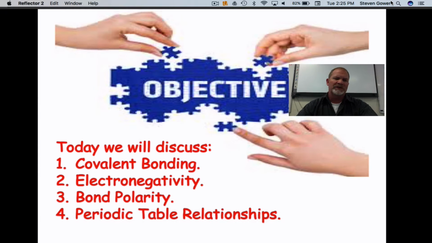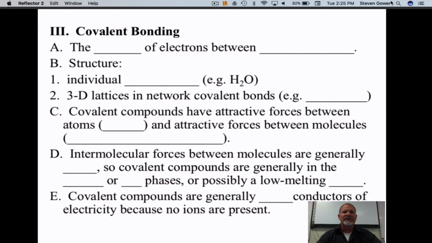Next, we're going to move on to covalent compounds, electronegativity, bond polarity, and we'll take a look at some periodic table relations. So first of all, we look at this one. We see that covalent bonds are sharing of electrons between two nonmetals. They have the goal of becoming like a noble gas, but they do it via sharing electrons.